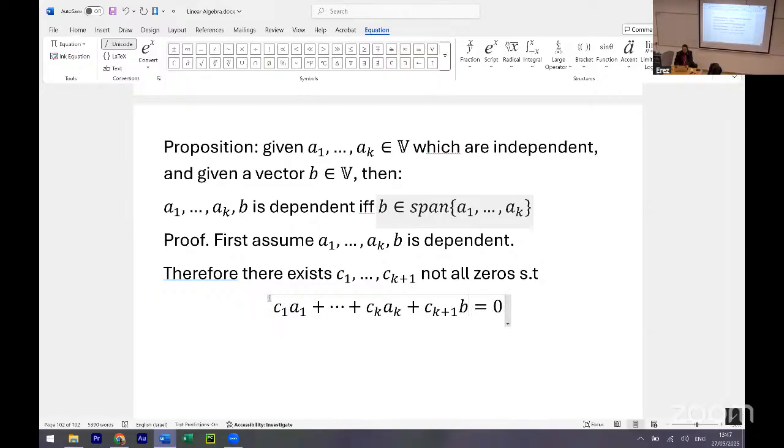Okay. And now I wish to show that we can create B by the other vectors. Can anyone guess how we can do it? How can you create B from the other vectors? You can send B to the other side and set it negative, like negative C_{k+1} B, and then everything else, and then divide by what? That's C_{k+1}. Am I allowed to divide by C_{k+1}?